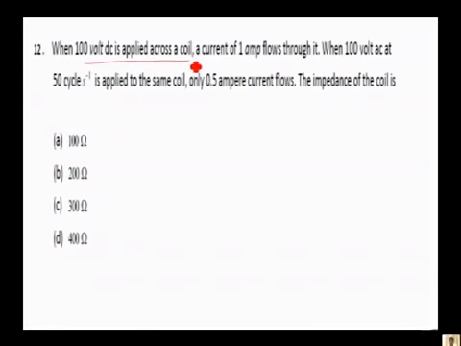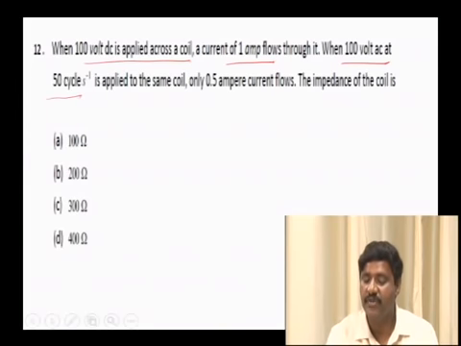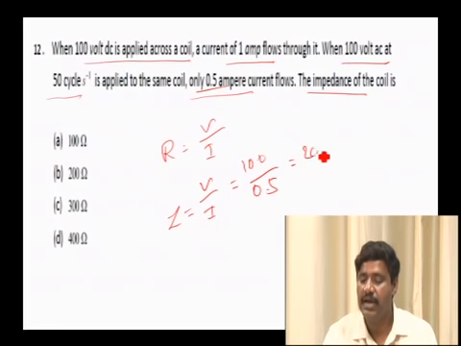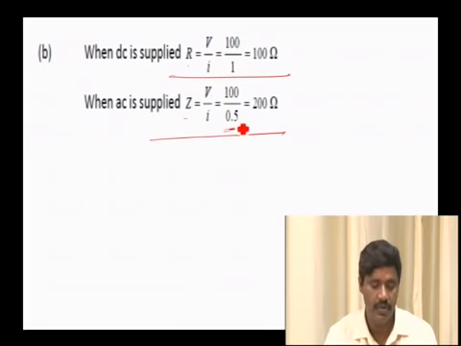100 volt is applied across a coil, 1 ampere flows. When 200 volt AC is applied from a 50 cycle per second source, 0.5 current flows. What is the impedance? We know for DC, R is equal to V by I. But for AC, Z is equal to V by I. Here V is 100 and current is what? 0.5. 100 by 0.5 is 200. This is for DC. This is for AC. For DC we have resistance, for AC we have impedance, and I have taken the voltage of AC and got the current through AC.